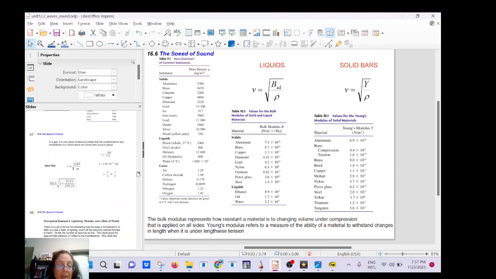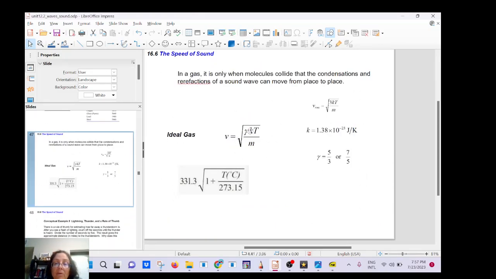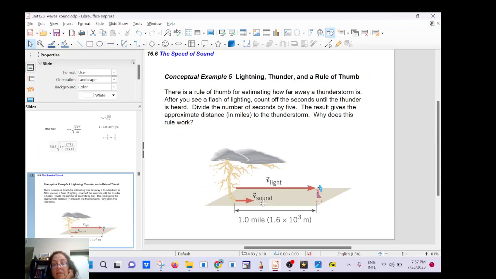For gas, you can work with the gas law, the ideal gas law. You can do the math, and you get to that equation, for example, for air, and you see how it depends on the temperature here. Okay, so if you increase the temperature, the sound will move faster. So here we talked about that.